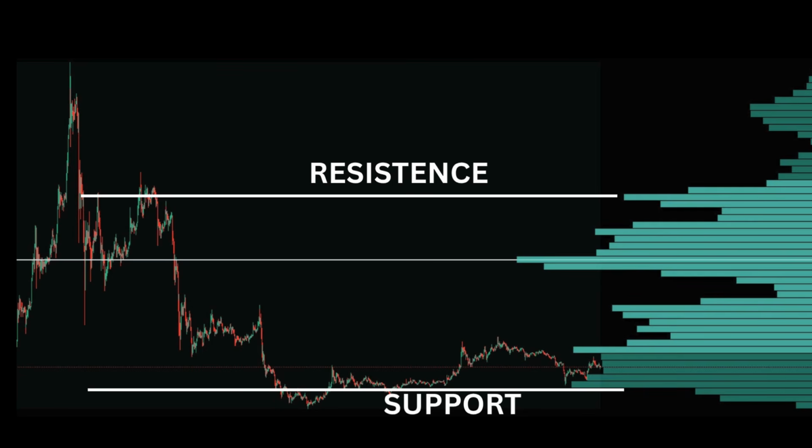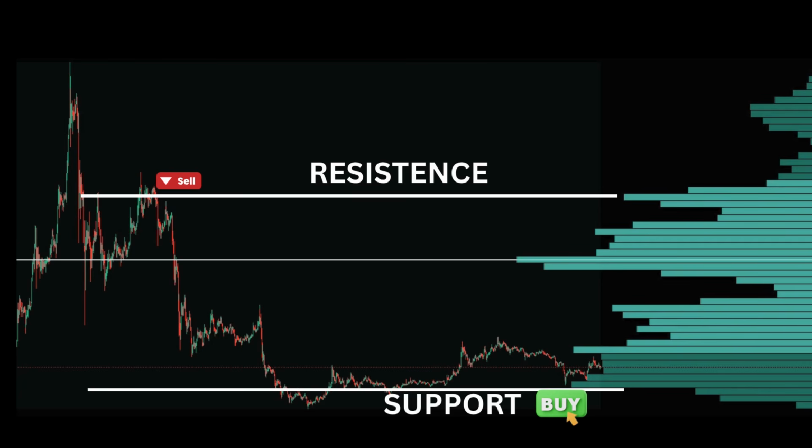When the price approaches a volume shelf from above, it may find support. Approaching from below, it may encounter resistance. Traders can look for entry opportunities near these shelves, anticipating a bounce or reversal. For instance, entering a long position near a volume shelf acting as support, or considering a short position near a shelf acting as resistance.